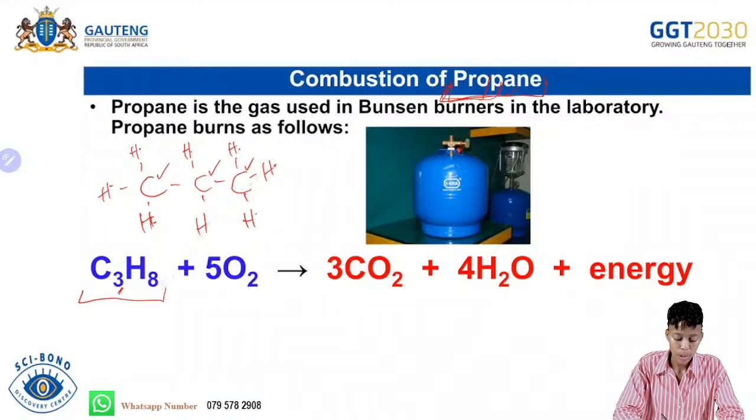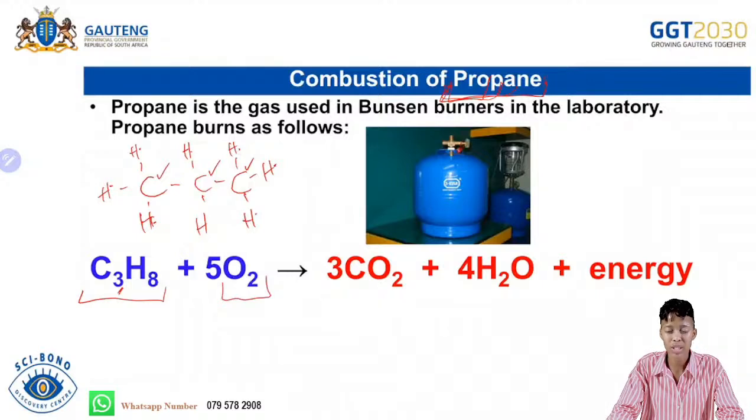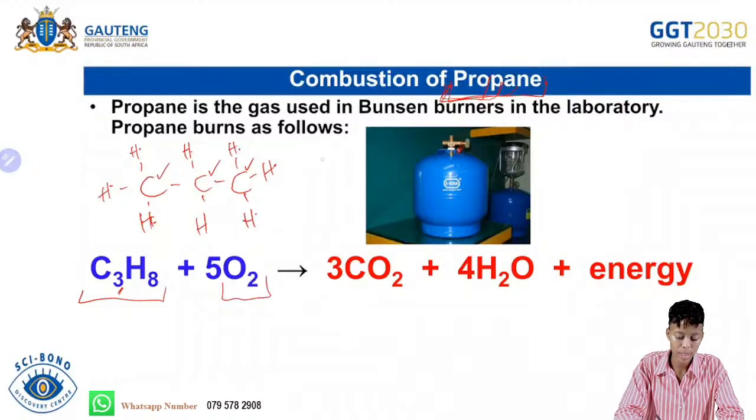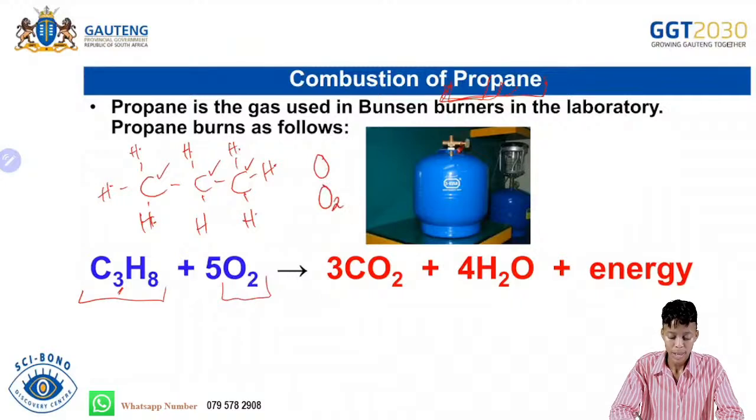So again, remember we said that we are always going to add our oxygen, and that your oxygen needs to appear as a diatomic molecule, meaning that you are not going to write oxygen as O, you are always going to write it as what? As O2. Then it said that the products that you are always going to have will be what? Your CO2 and your H2O, and then again you are also going to have what? Energy as well.